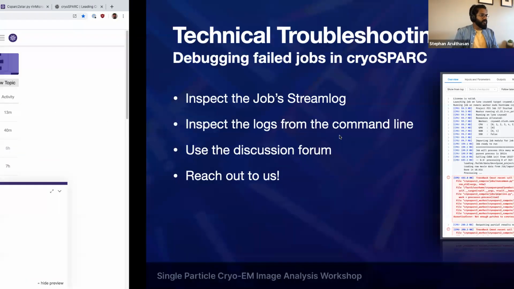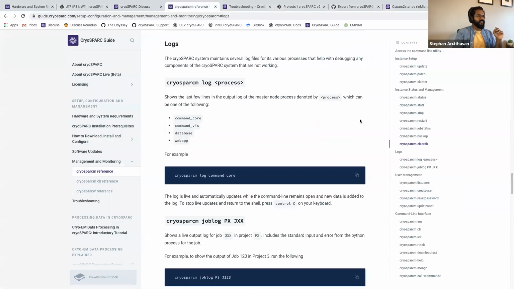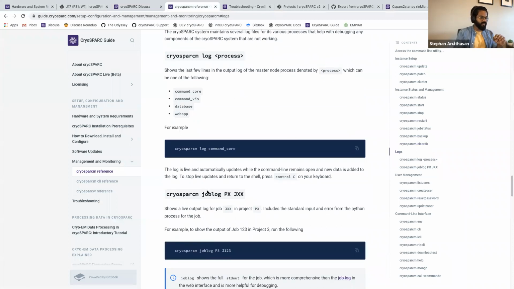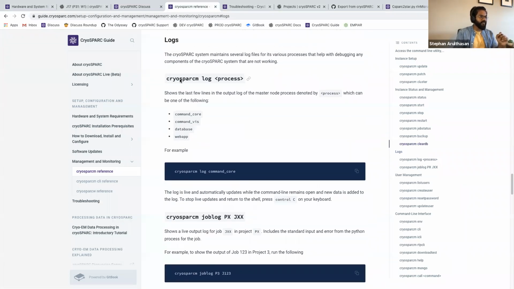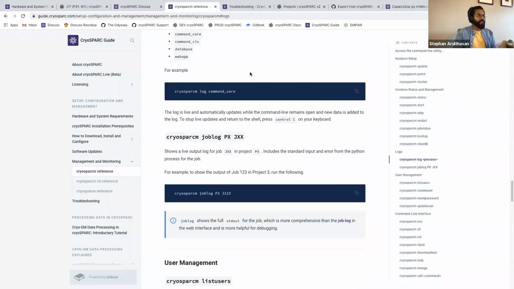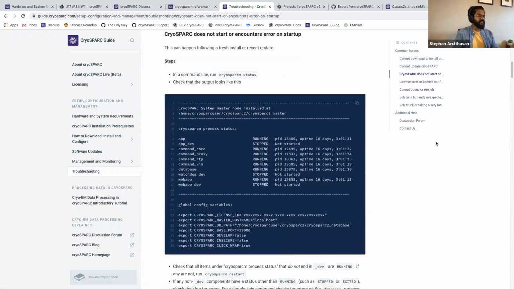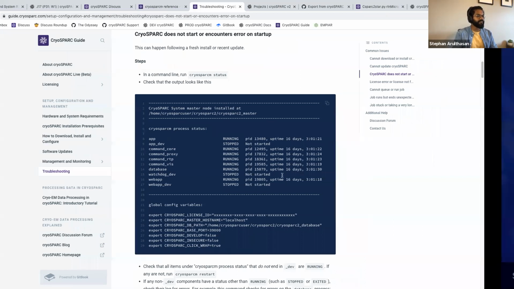Okay, great. So there's also a great resource on guide.cryosparc.com that has all the logs that I've just talked about, well, the cryosparcm joblog, as well as other logs for the core services in CryoSPARC and how to use them. There's also a great troubleshooting guide that covers many different use cases and common errors in CryoSPARC and how to deal with them.